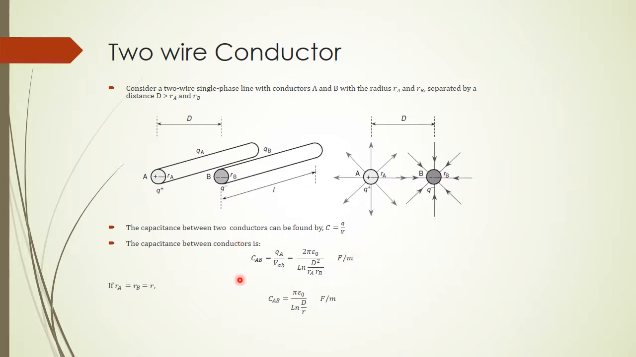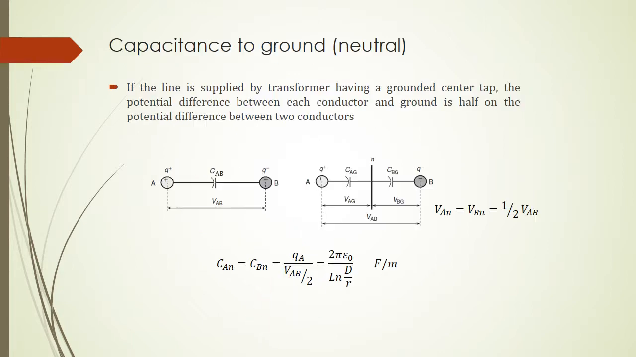In the end, we obtain this formula: C equals 2 pi epsilon 0 over logarithm of D squared over RA times RB. In case RA equals RB equals R, this formula becomes CAB equals pi epsilon over logarithm of D over R. So we just talked about the capacitance between two lines.